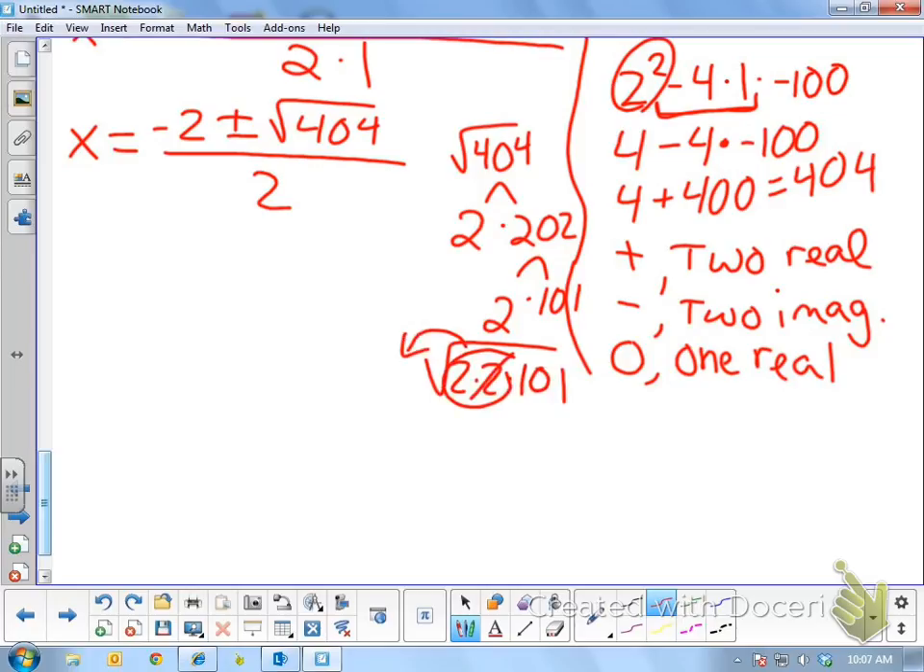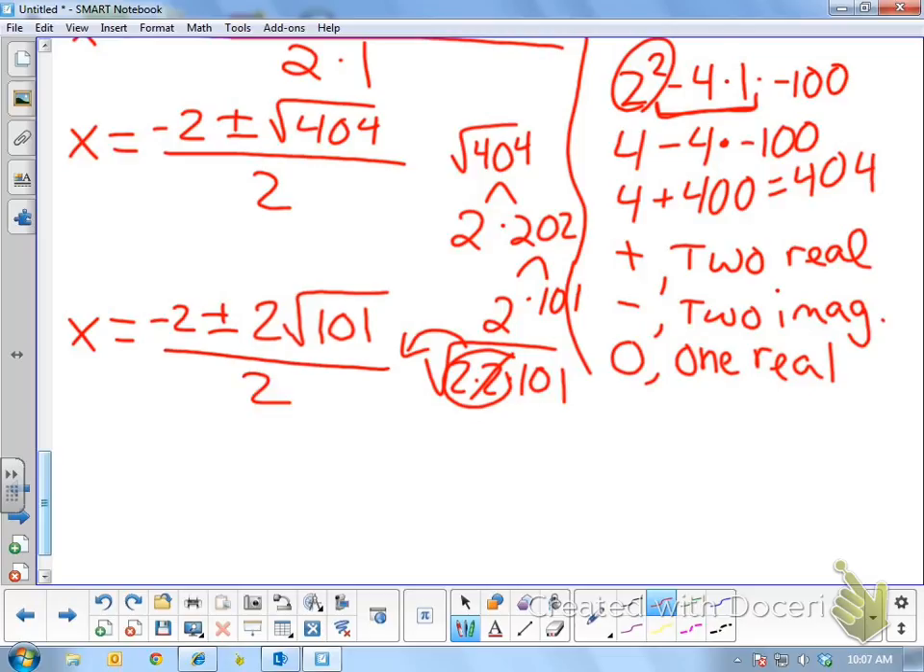We look for our group of 2 and bring that out front. So we would end up with negative 2 plus or minus. What is that square root of 404 going to change to be? 101, but what about what came out front? 2 square root 101 over 2.